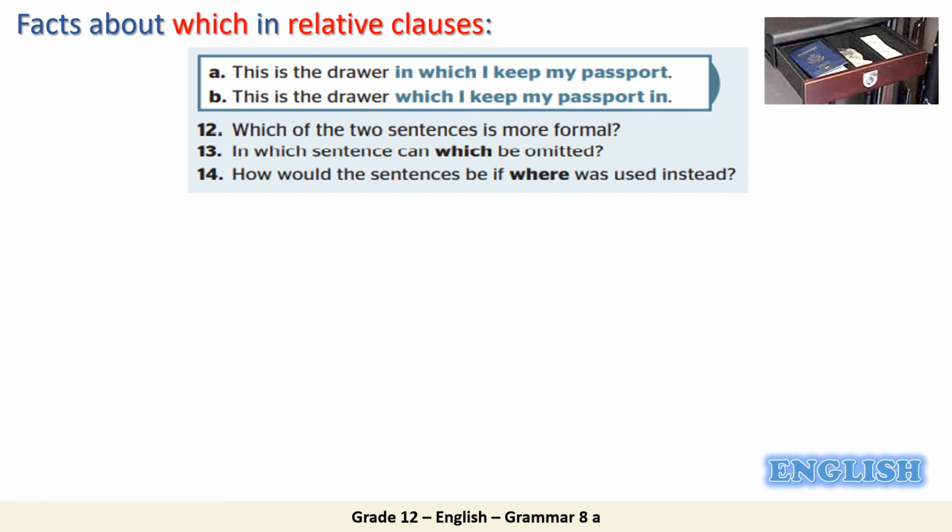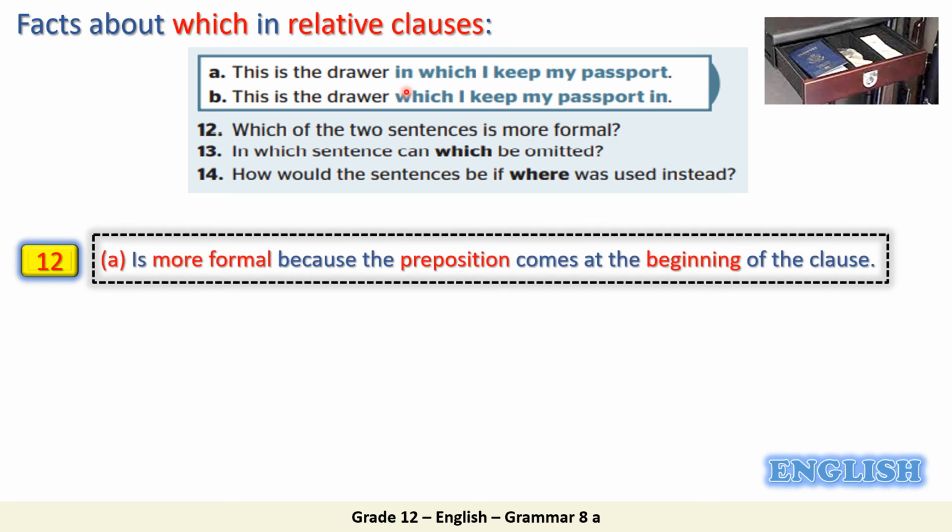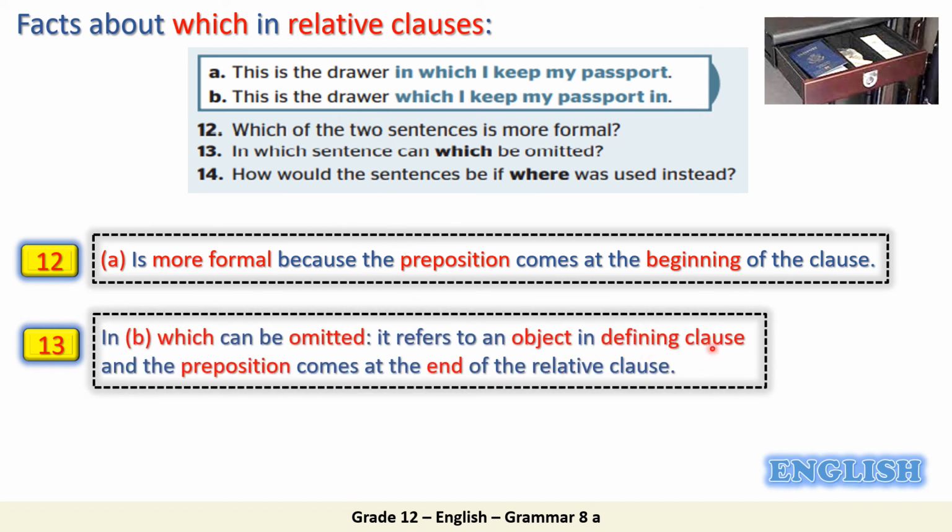Take your time to study the last category of questions and come for the feedback. Are you ready now? Question 12. Which of the two sentences is more formal? I'm sure you remember that when the preposition comes at the beginning of the clause, it's formal, right? So sentence A is more formal because the preposition comes at the beginning of the relative clause. 13. In which sentence can which be omitted? Can we omit which here? It is preceded by a preposition. This is why in B, which can be omitted. First, it refers to an object. Second, it's in a defining clause, and the preposition is at the end of the sentence.